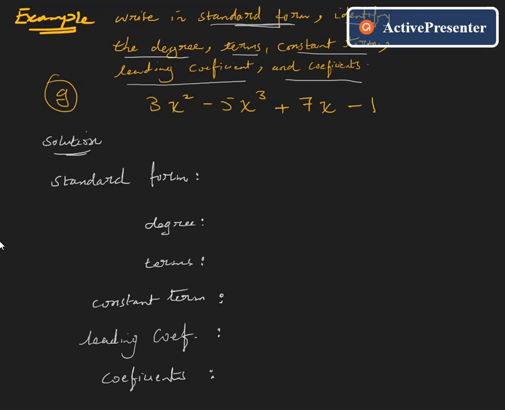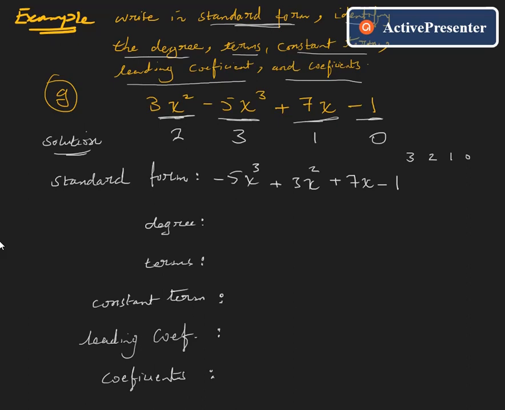Example G, 3x squared minus 5x cubed plus 7x minus 1. Is it in the standard form? No. Why is that? Because here the degree is 2, here is 3, here is 1, and here is 0. So we should arrange our degree from highest to lowest. That is, we should start with degree 3, then 2, then 1, then 0. So our standard form should be minus 5x to the power 3 plus 3x squared plus 7x minus 1.